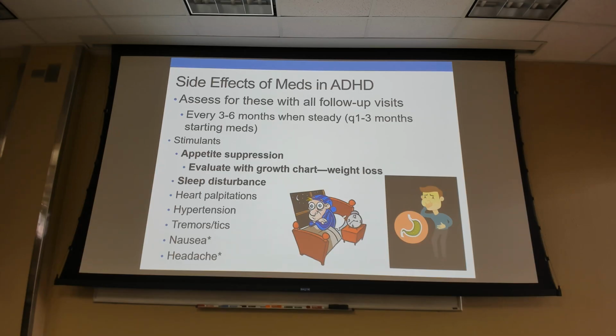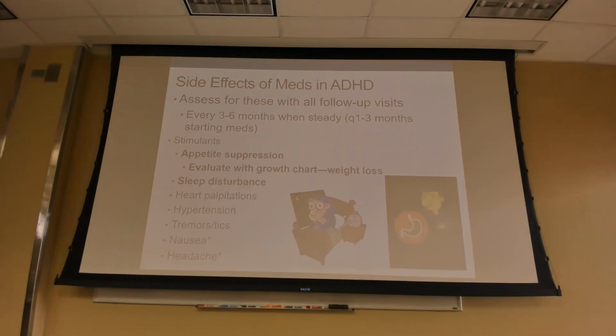So if they come back at their 3-month follow-up and say, I'm still nauseous, I still have a headache, you're either too high on your dose, or this is a medication they're not going to tolerate. You should see those go away after a week or 2. Things that persist will be your appetite and sleep issues.